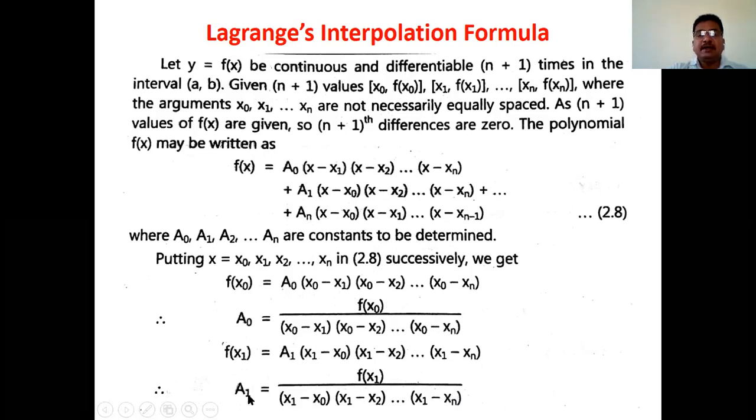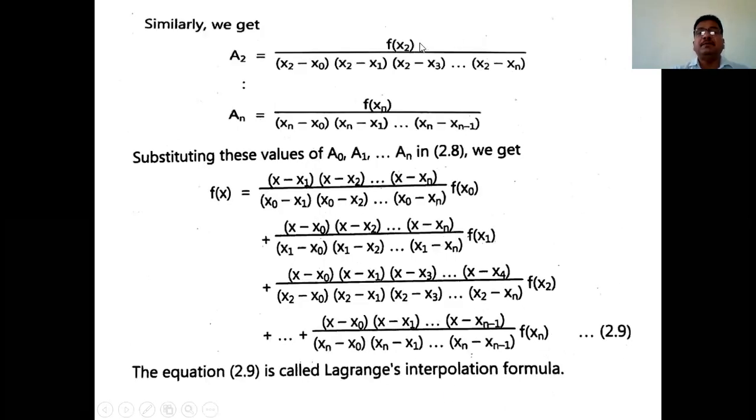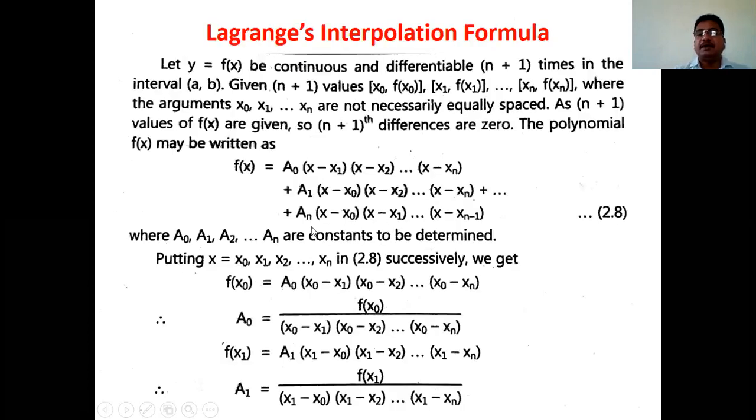Okay, this is a1. Similarly, if you find a2, what is a2? It is f(x2) divided by (x2 − x0)(x2 − x1)(x2 − x3)...(x2 − xn). Don't write (x2 − x2), because the coefficient of a2 does not contain the (x − x2) term. Similarly, what is an? It is f(xn) divided by (xn − x0)(xn − x1)(xn − x2)... In this way, up to (xn − xn−1), because if you observe the coefficient of an, the last term is (x − xn−1).